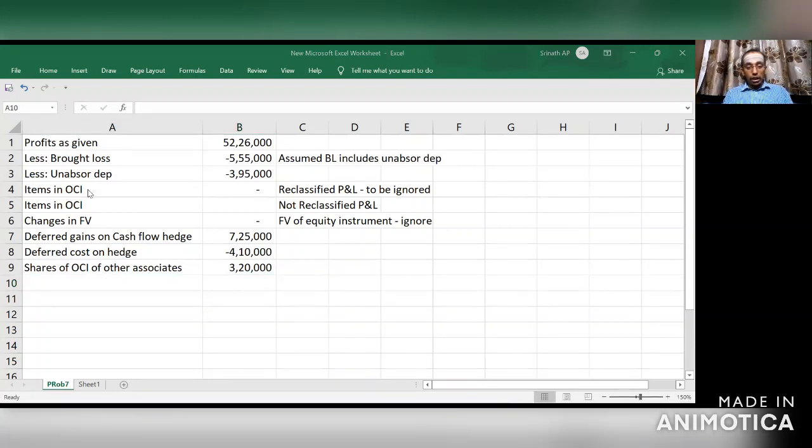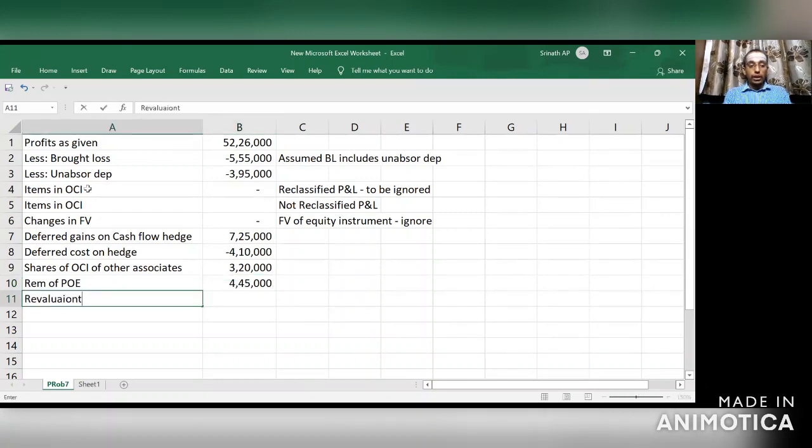Then remeasurement of post-employment benefit plans is an item of credit, so it has to be added: 4,45,000. Revaluation of assets has to be ignored. You cannot consider that, it has to be ignored.